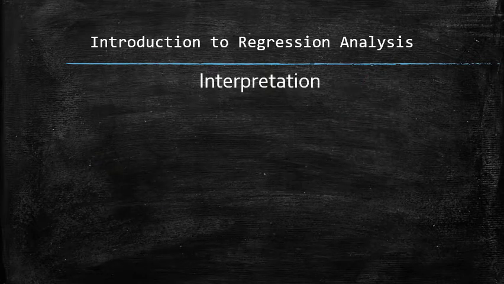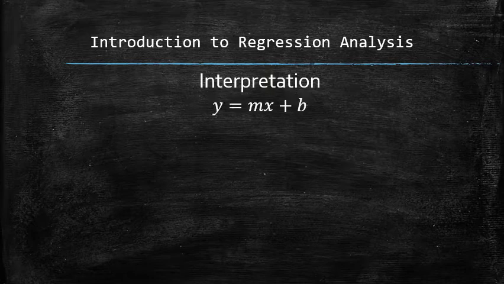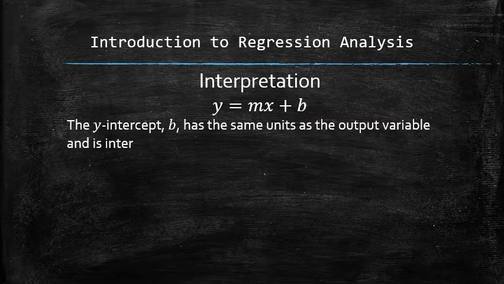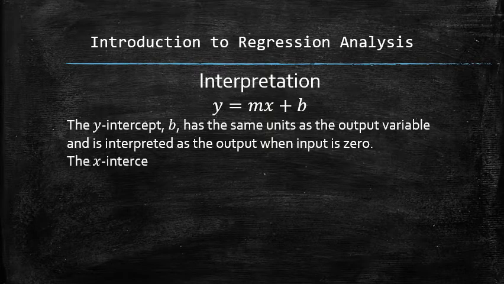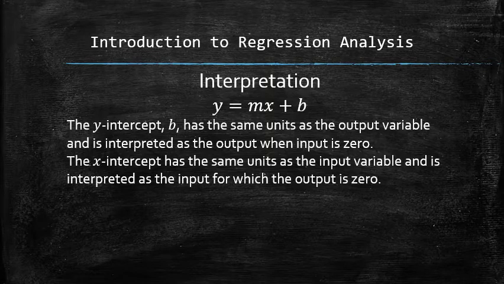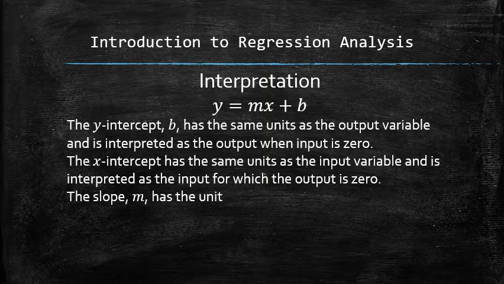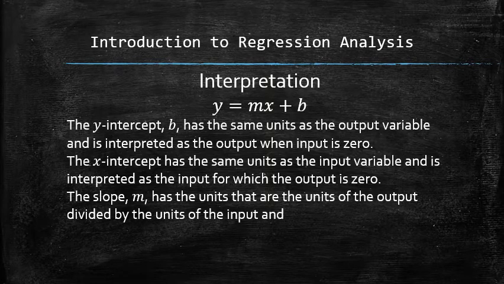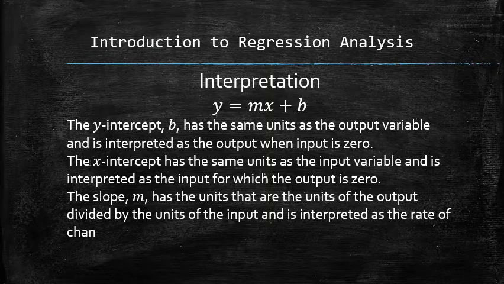In applications, the input and output variables have units. Therefore, everything in the equation and the graph will have units and its own interpretation. The y-intercept b has the same units as the output variable and is interpreted as the output when input is 0. The x-intercept has the same units as the input variable and is interpreted as the input for which the output is 0. The slope m has the units that are the units of the output divided by the units of the input, and is interpreted as the rate of change of the output with respect to the input.